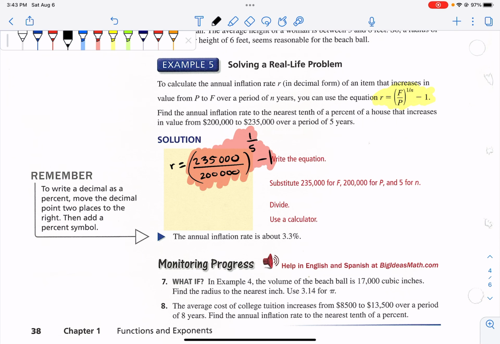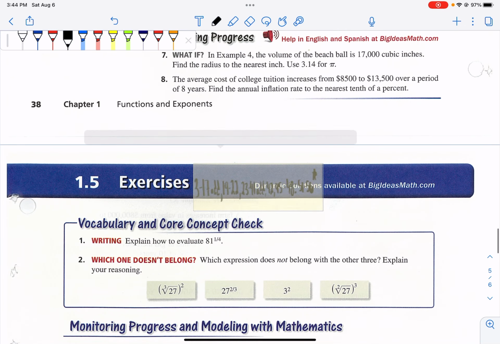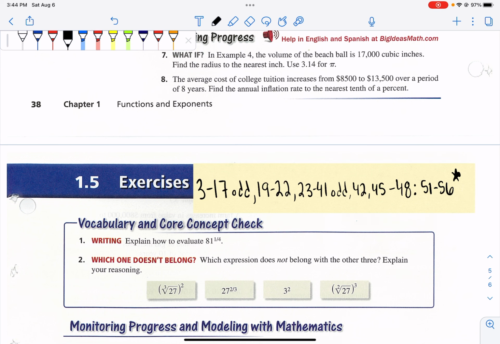All right, homework. 1.5 exercises are 3 through 17 odd, 19 through 22, 23 through 41 odd, 42, 45, 46, 47, 48, 51, 52, 53, 54, 55, 56, and those are all starred. I know it looks like a long homework, guys. Almost all of this is calculator work. All you have to do is write on your paper what you plugged in your calculator, plug it in, hit enter, write down the answers. Good luck.